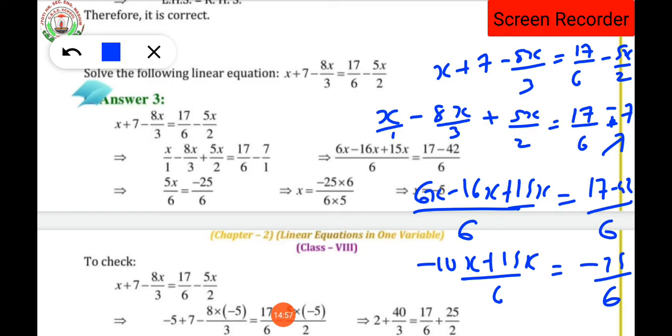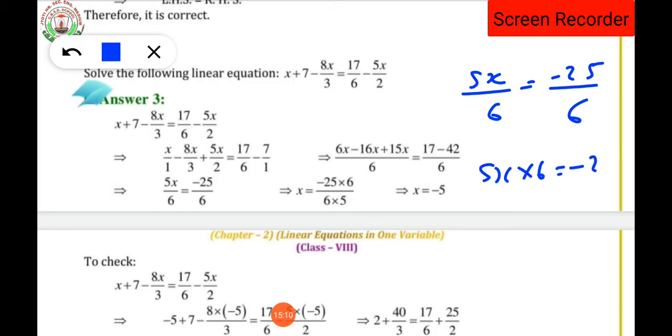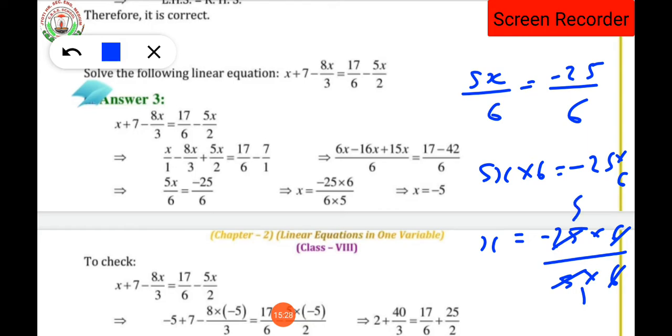Clear? Now minus 10x plus 15x will be how much? That will be 5x upon 6 is equals to minus 25 upon 6. Now 5x into 6 is equals to minus 25 into 6. Have you understood up to here? So x is equals to minus 25 into 6 upon 5 into 6. So 6 will get cancelled from the numerator and denominator. 5 ones are 5 and 5 fives are 25. So what is the answer we are getting? So x is equals to minus 5.